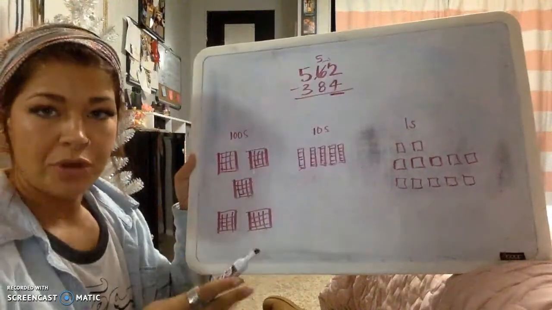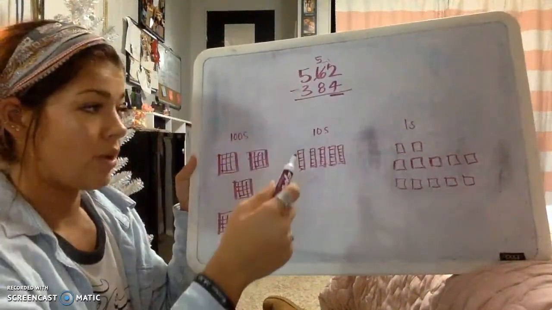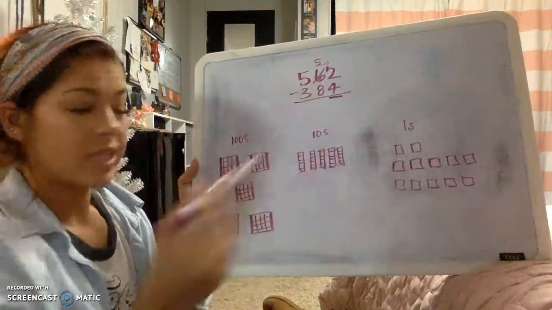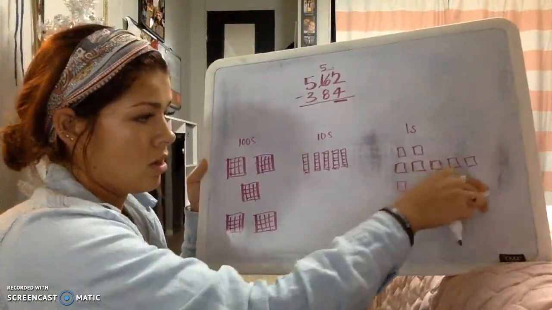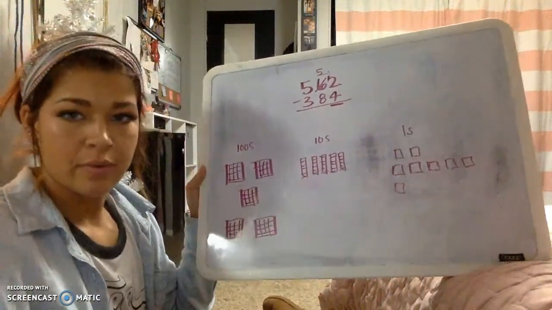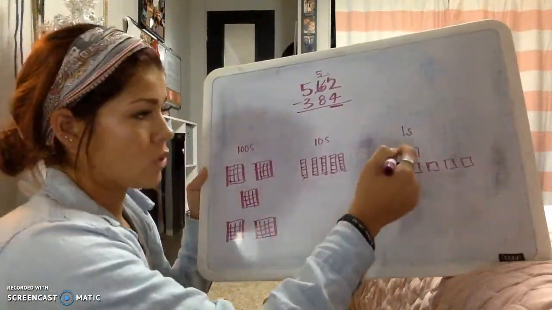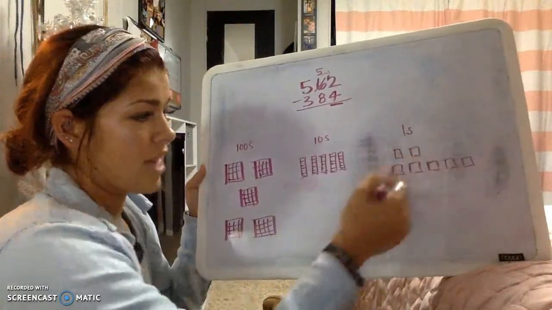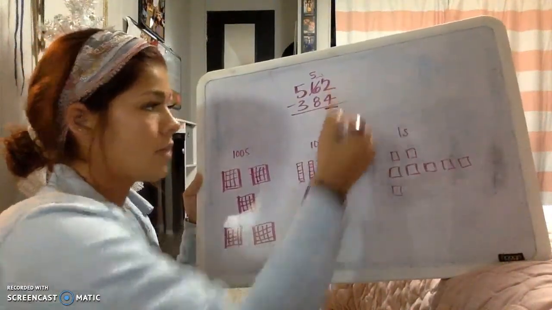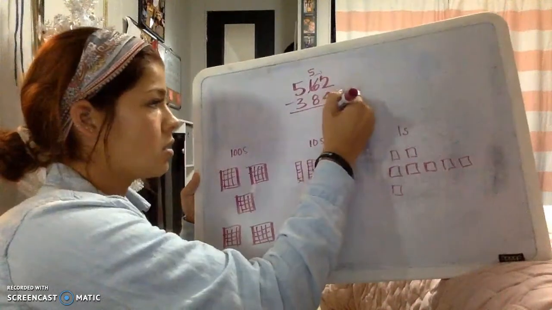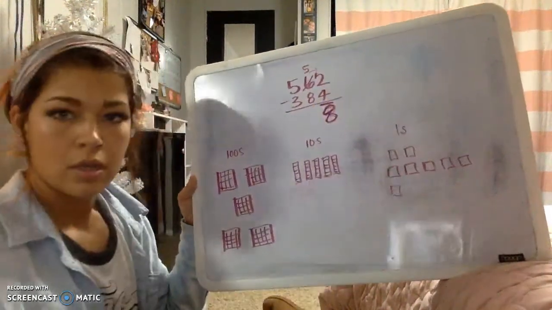So now that we have this all regrouped, it's 12 take away 4. So when we're doing this, we have 12 here and we're going to take away 4. Okay, we've taken away 4 little cubes, leaves us with 1, 2, 3, 4, 5, 6, 7, 8 little cubes, or 8 ones. So we're going to fill that in the one spot. We have an 8 there.